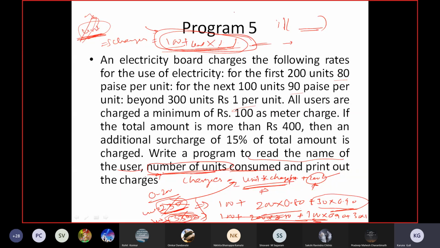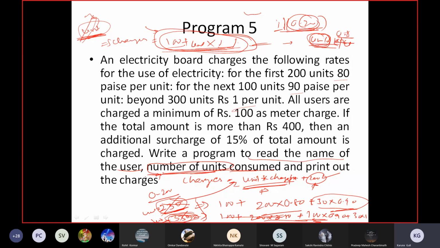I hope I am making it clear. Because the first case is 0 to 200. For 0 to 200, whatever unit we are entering, I'll simply write unit multiplied by charge per unit. Whatever charge they are paying, 80 paisa or something like that, you can directly write that also, there is no issue. Because if it is true, then only I'll be taking those units. So how many units they have mentioned there, I'll be multiplying it by 0.8 there.